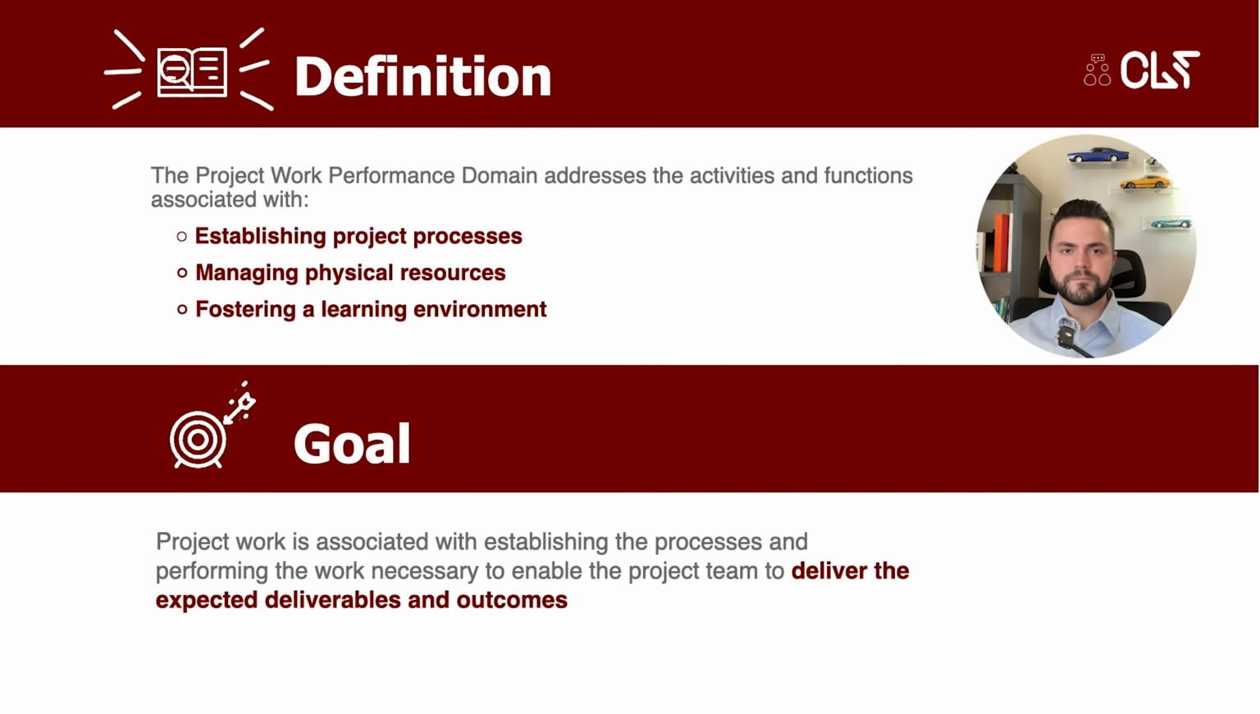Let's start with the definition. The project work performance domain is defined by the activities and functions associated with three important areas: establishing project processes, managing physical resources, and fostering a learning environment. The main goal of this domain is to ensure that we are establishing and performing the work necessary to enable the project team, like team members, to deliver the expected deliverables and outcomes. So again, I'm going to recap this: establishing project processes, managing physical resources, and fostering learning environment. We'll get back to it in more detail later on.